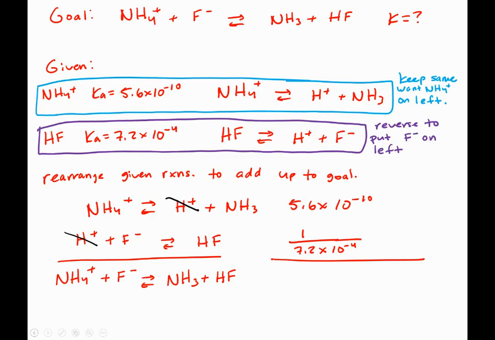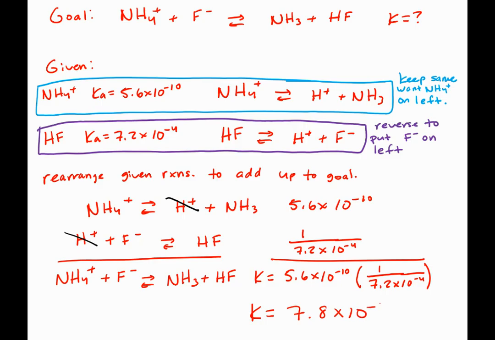Right, so all that we did was just to rearrange these Ka reactions to give us the reaction that was indicated in the goal of the problem. And to find the overall K value, I'll remind you that upon adding reactions, you multiply the Ks. So let's multiply these Ks. 5.6 times 10 to the minus 10 times 1 over 7.2 times 10 to the minus 4. When you plug that into your calculator, what you find is that the overall K for this reaction comes out to 7.8 times 10 to the minus 7.